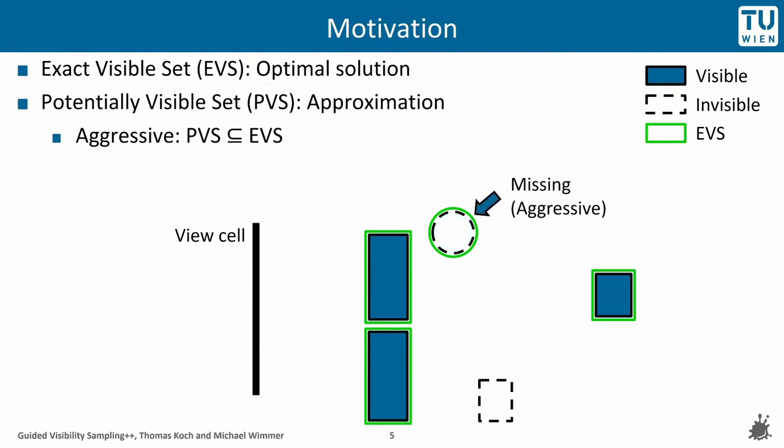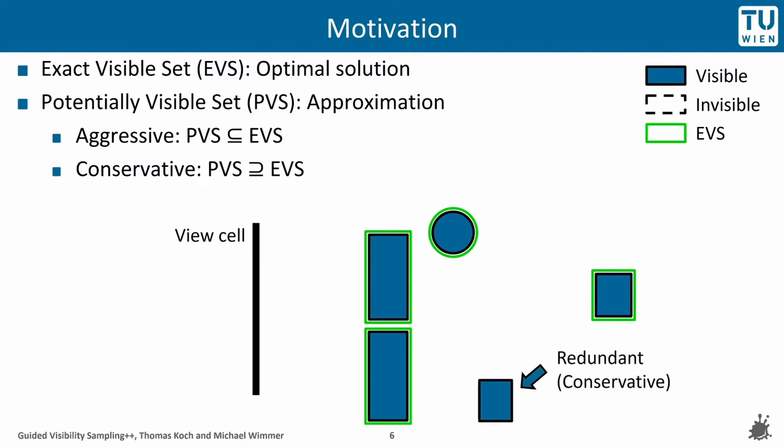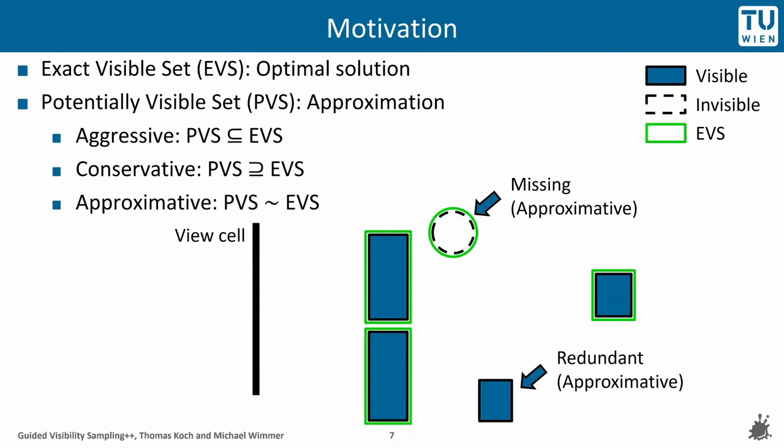Aggressive algorithms underestimate the EVS. This means that the PVS can miss objects. Conservative algorithms overestimate the EVS, and this means that the resulting PVS can contain redundant objects. On the other hand, approximative algorithms can miss objects but can also contain redundant objects.